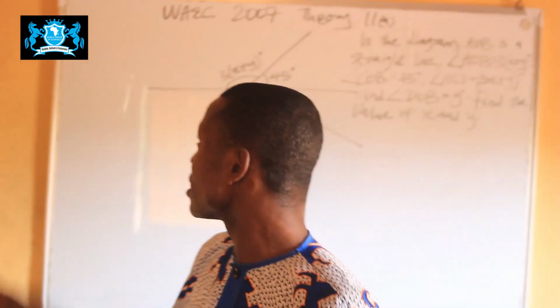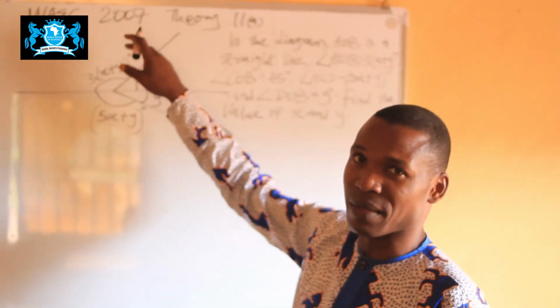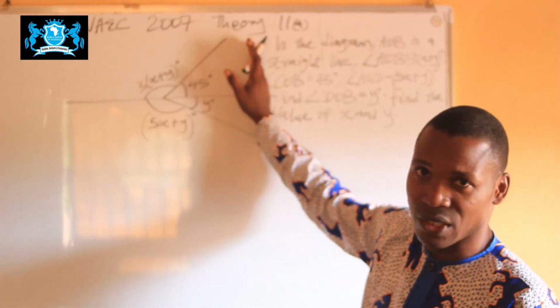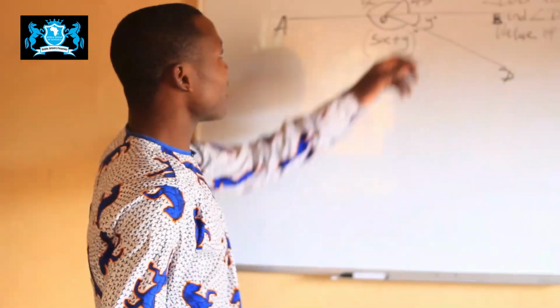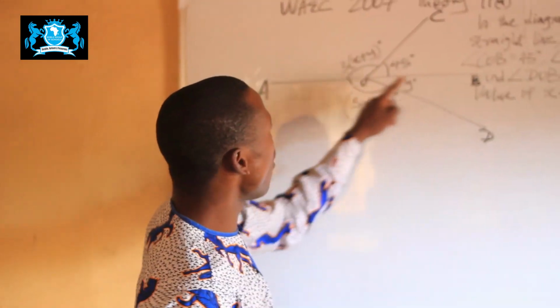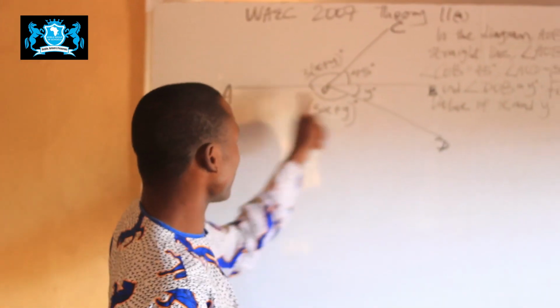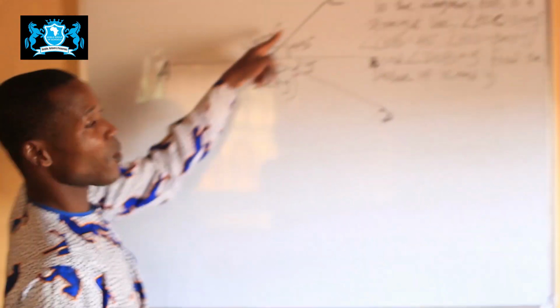What we want to look at next is this WAEC mathematics question, 2007. It's a theory question. They gave us this diagram, a straight line. In the diagram, AOB is a straight line. You can see it's a straight line. Angle AOC is 3x plus y degrees.